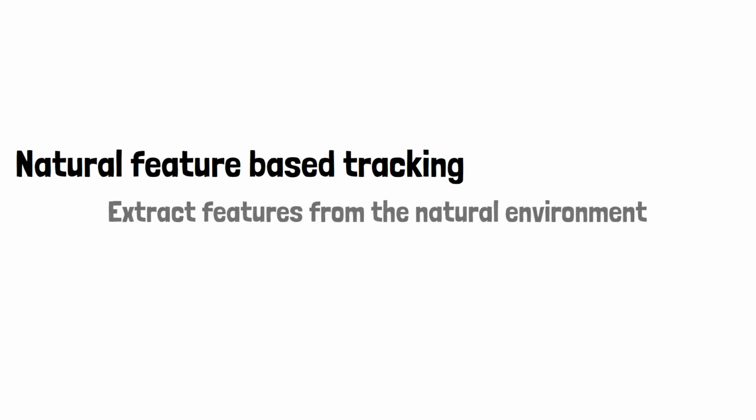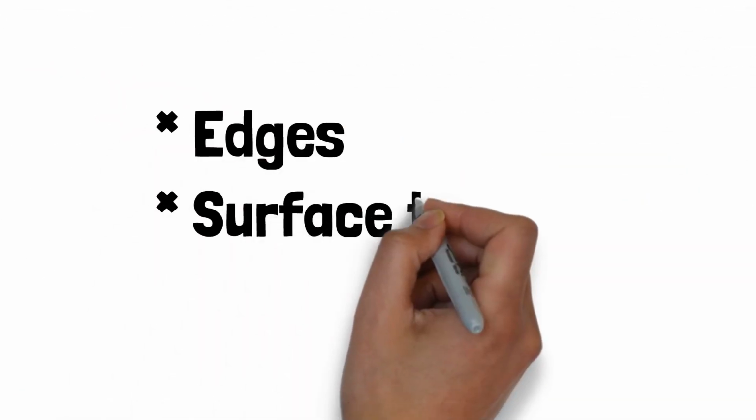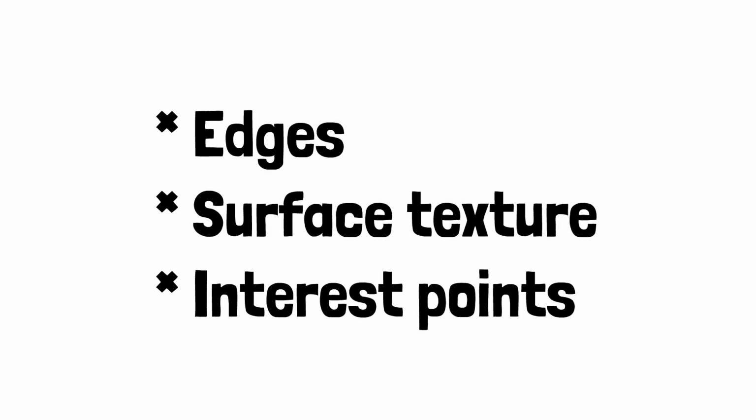In natural feature tracking, features are extracted from the natural environment. Therefore, it's often called markerless tracking. Features can be edges, surface texture, or interest points. There are advantages and disadvantages of each.